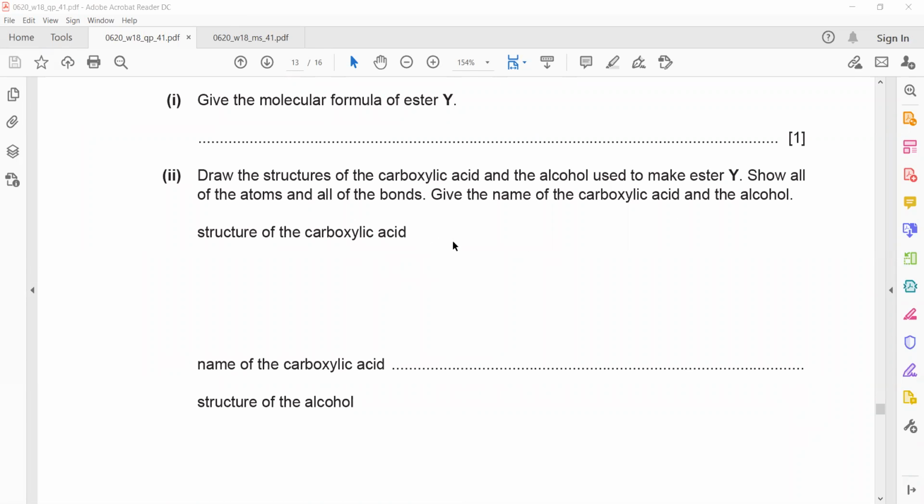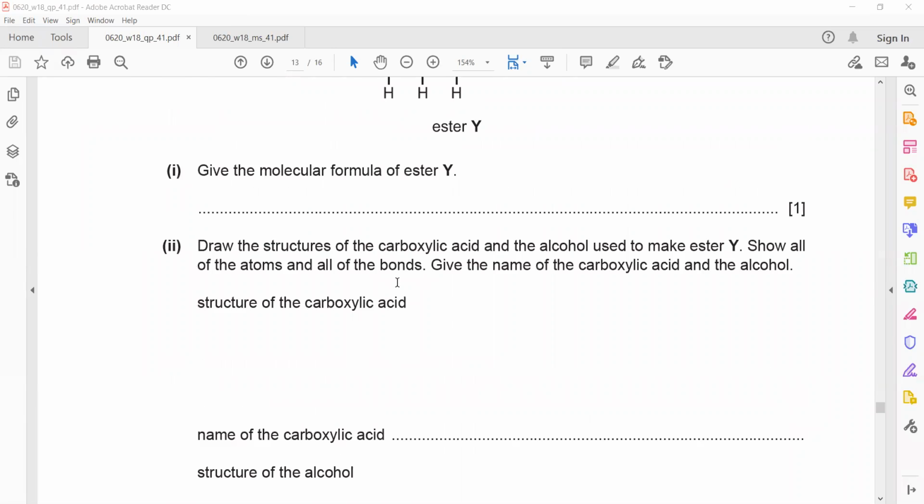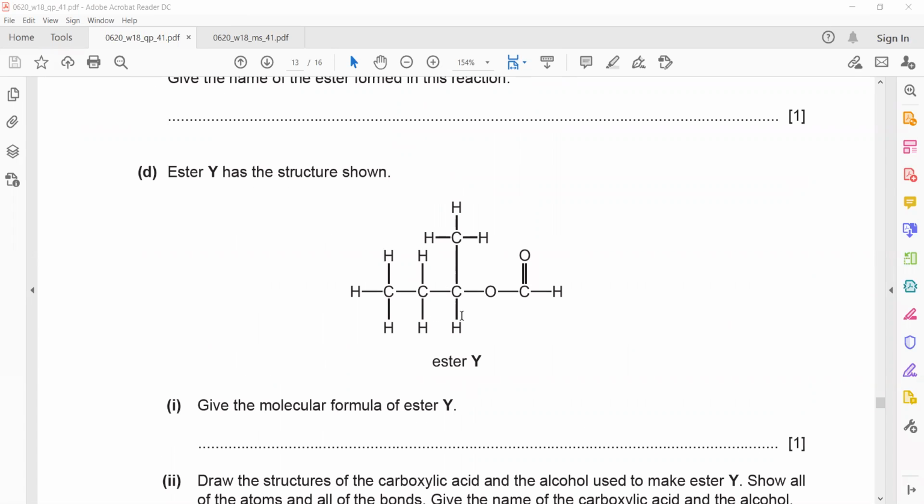Draw the structure of the carboxylic acid and alcohol used to make the ester, and show all the bonds. Look, a simple way to identify the carboxylic acid and alcohol from an ester is to break the structure into two parts. If I hide this part, I will break between carbon and oxygen. The C double bonded with O, we keep on one side, and the remaining rest we break.